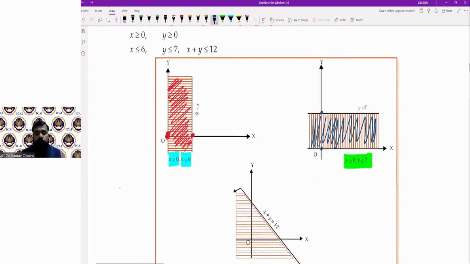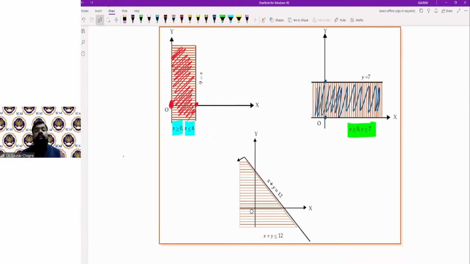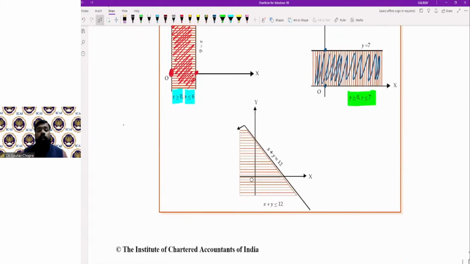Then the last condition was x plus y less than equal to 12. So for x plus y less than equal to 12, we can mark and prepare the points. So x plus y equal to 12, then assume x is 0, y will be 12, assume y is 0, x will be 12. So this we have assumed. Now mark this on the graph, 0, 12 and 12, 0. इसको हमने mark किया and then एक line form कर दी.